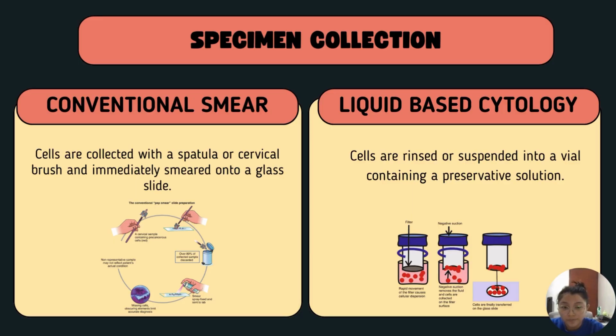Second is liquid-based cytology. Here, the collected cells are rinsed or suspended into a vial containing a preservative solution. This improves cell preservation, reduces debris, and produces a more uniform and representative sample, improving accuracy. In both methods, it's important to avoid contamination with blood, lubricants, or vaginal secretions, and to ensure that both squamous and endocervical cells are adequately sampled.